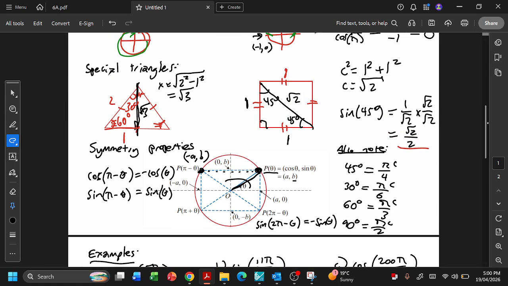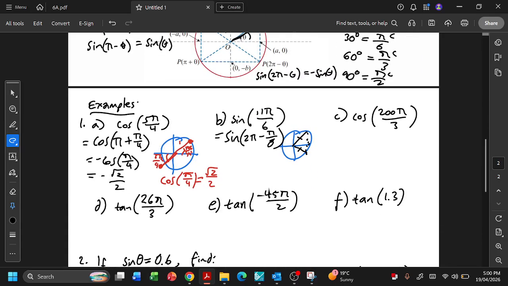That's this one over here. I'll redraw it for us over here. So that's our pi on 6, 30-degree angle up the top there. We know that that side length there is 1, that side length is 2, this one's root 3. So sine of an angle is the opposite over the hypotenuse. So therefore this is 1 over 2.